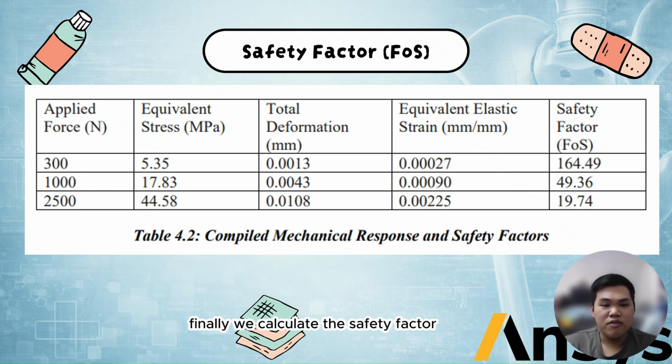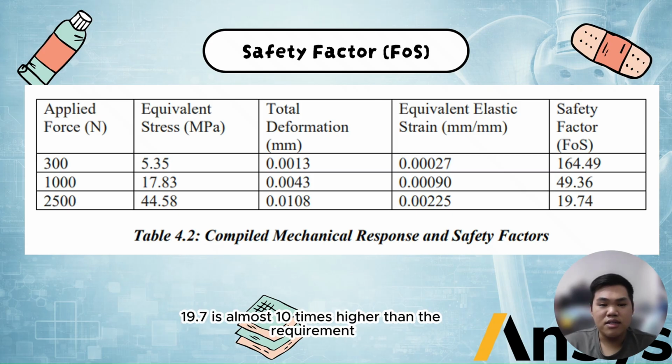Finally, we calculate the safety factor. In biomedical engineering, usually it must be greater than 2. It means that the implant can hold twice as much as it needs. Our design achieves a safety factor of 19.7, which is almost 10 times higher than the requirement.